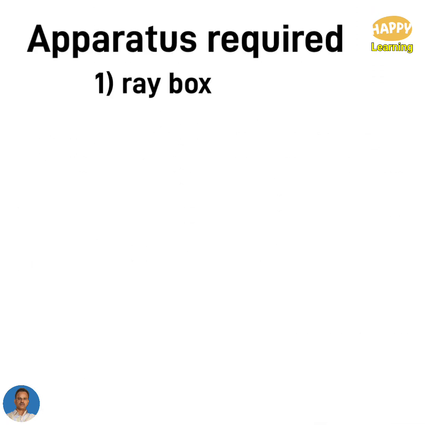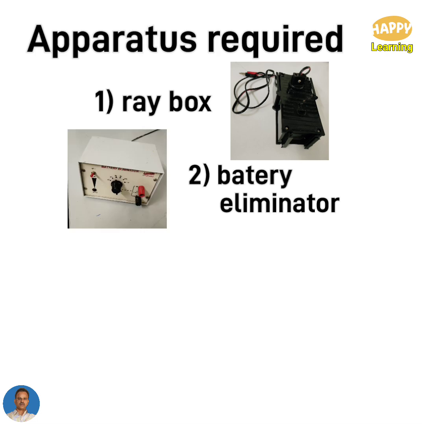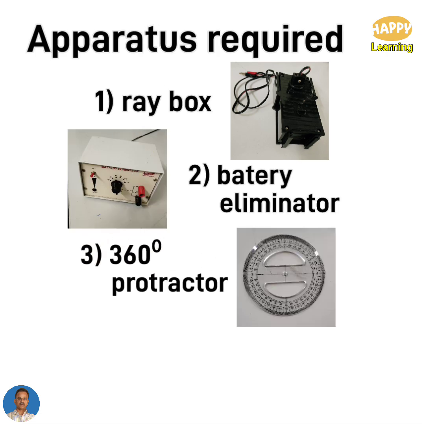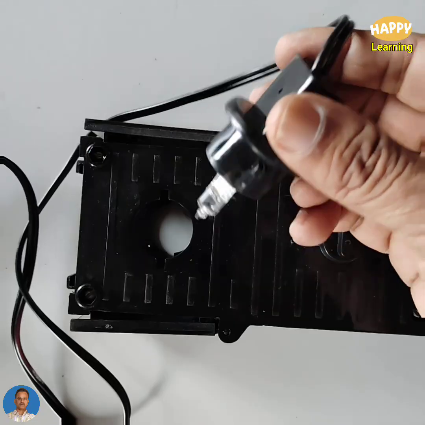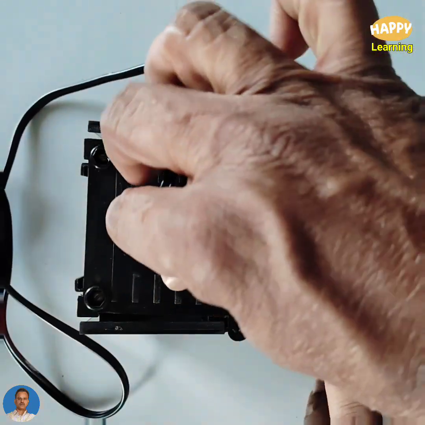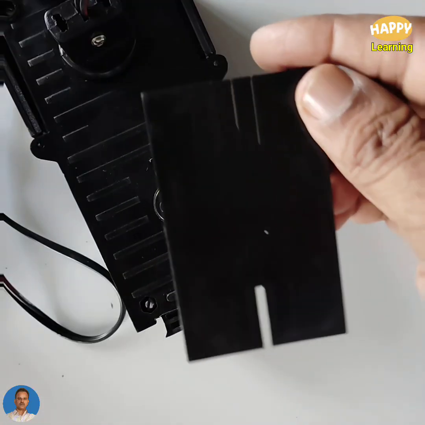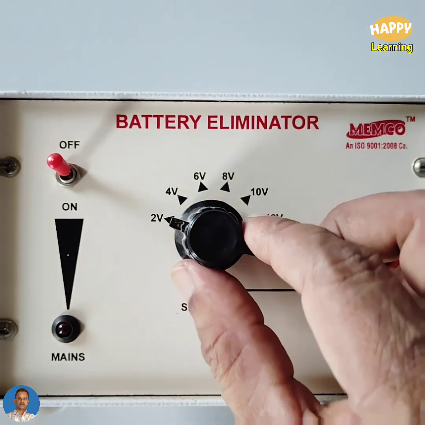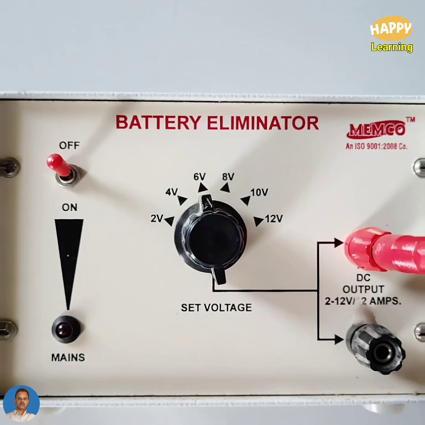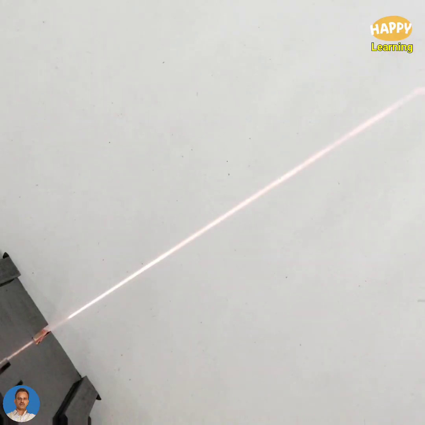Apparatus required: ray box, battery illuminator, 360-degree protractor, and a semicircular glass slab. Place the bulb in the ray box. Use a single ray option slide. Set the battery illuminator to 6 volts. Connect the positive and negative terminals properly.